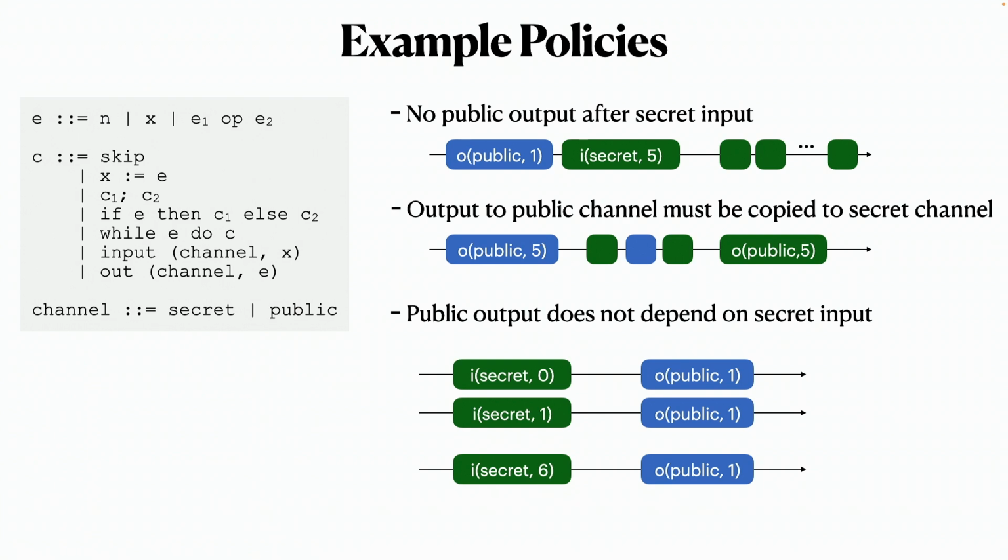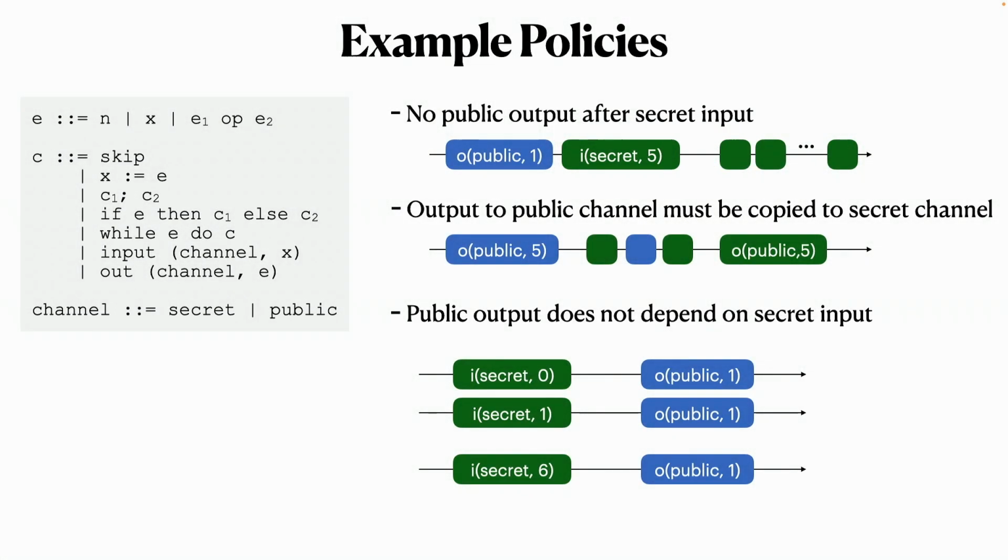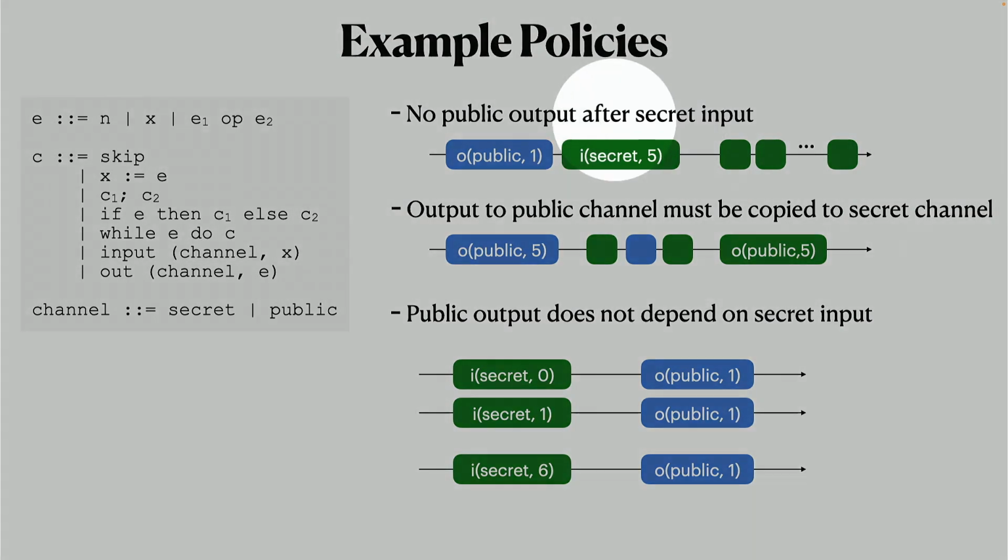How do I think about this? Well, if this is my trace, this is my output on a public channel, then there is a secret input, and after this, there shouldn't be anything blue over here, right? That's how I'm thinking about it. You can think about outputs to the public channel must be copied to the secret channel, right? This is something a little subtler, right?